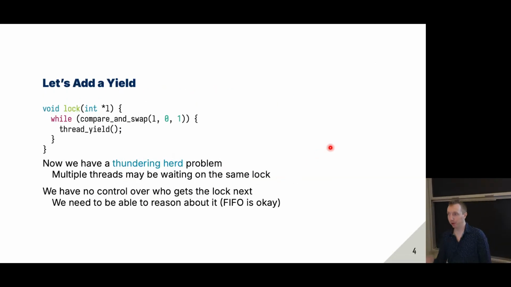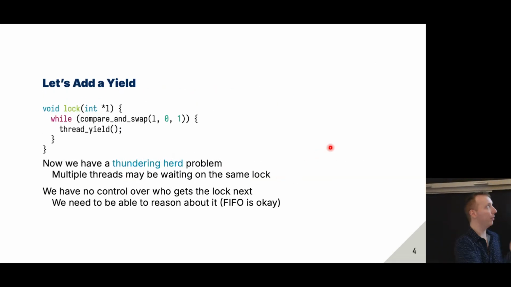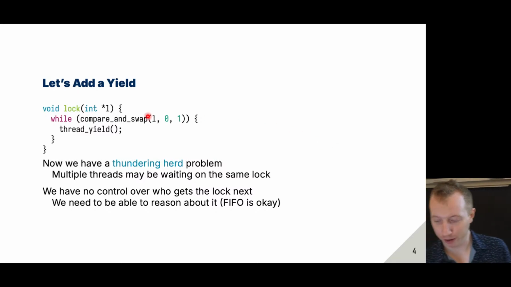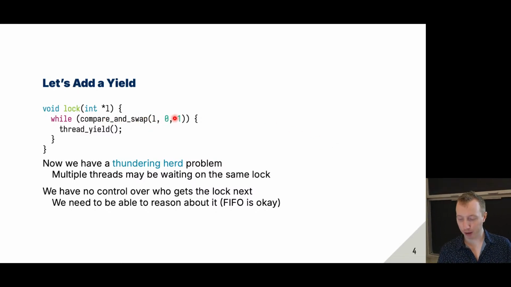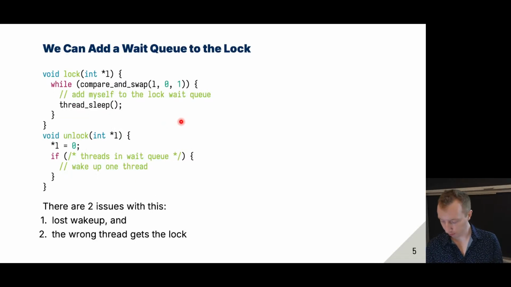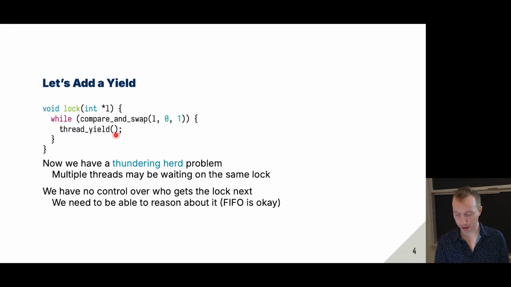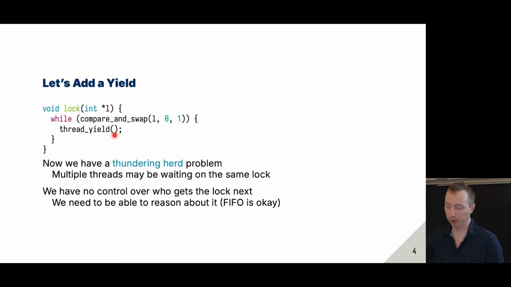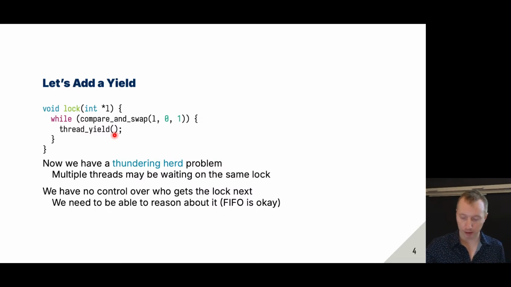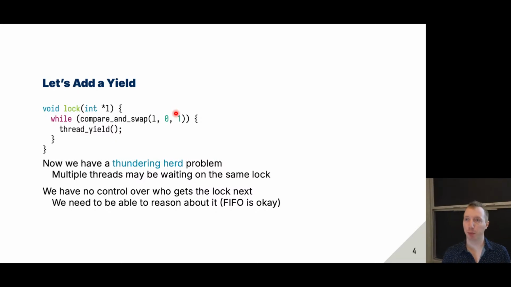Okay, so in order to solve that busy wait problem, maybe we do something like this, where if we get a 1 back from compare and swap, which means another thread has the lock, well, we write a body in the while loop and just yield. So we just say, go ahead, scheduler, please just schedule something else to run. But now we have a new problem.